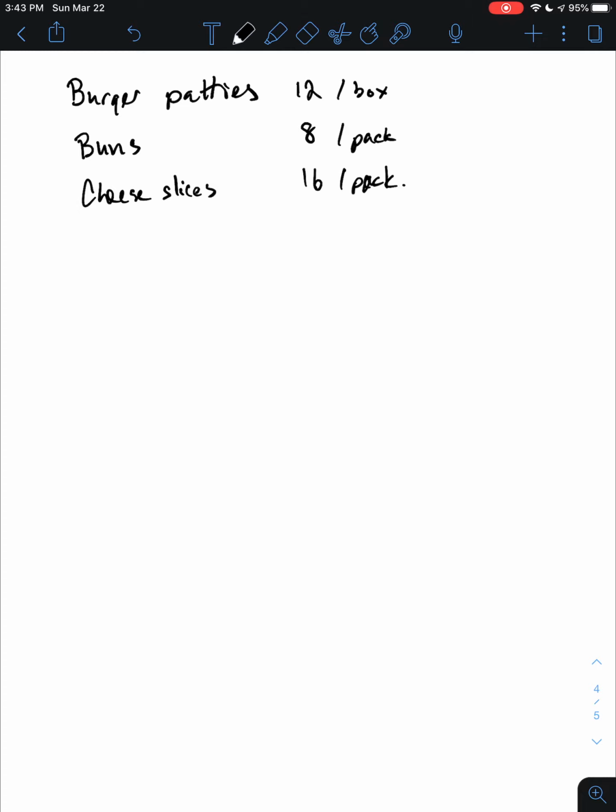All right, so how many burgers I'm going to make is the question. The number of burgers has to be a perfect multiple of 12 because I want to use up all my patties. So I want a multiple of 12. I also want a multiple of 8, and I also want it to be a multiple of 16.